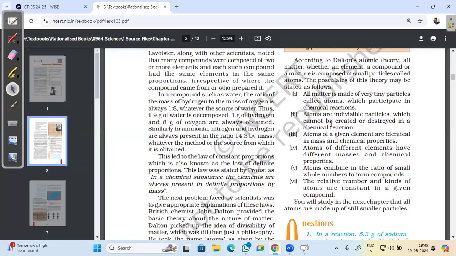The fourth one is, atoms of different elements have different masses and chemical properties. So that is an identification of an element. Atoms combine in the ratio of small whole numbers to form compounds. This is your law of constant proportions. The relative number and kinds of atoms are constant in a given compound.